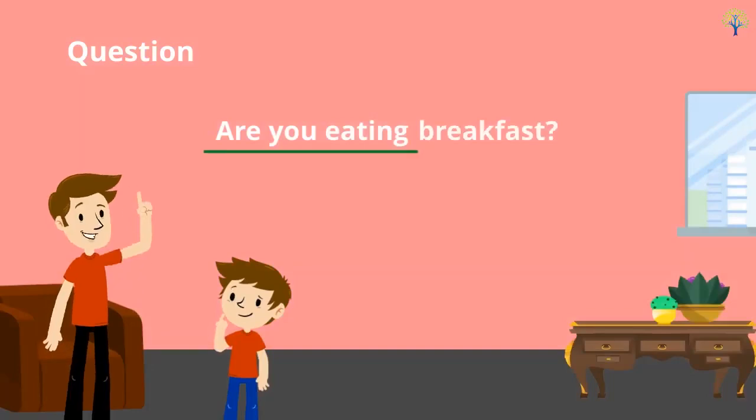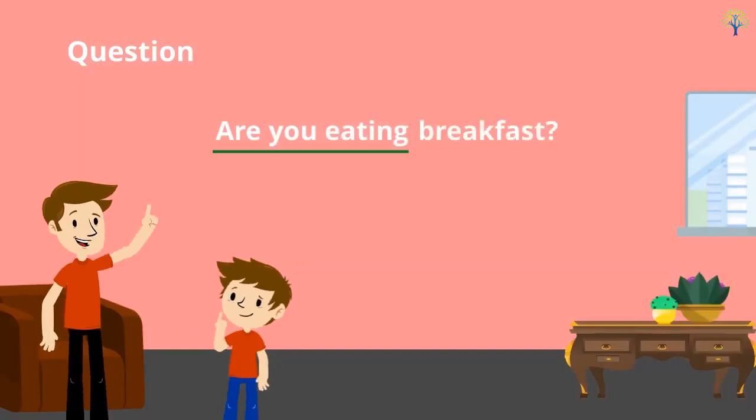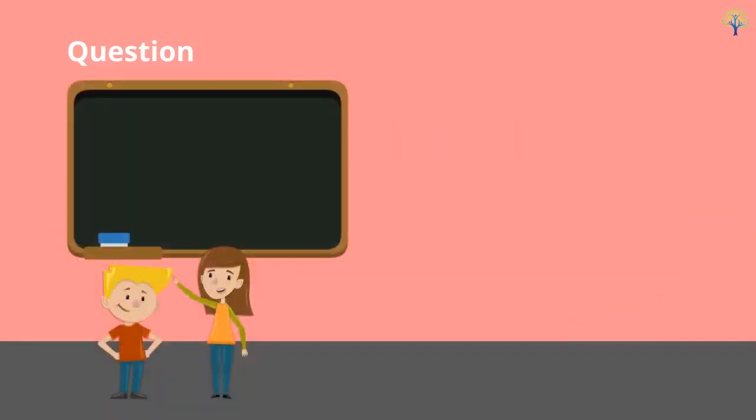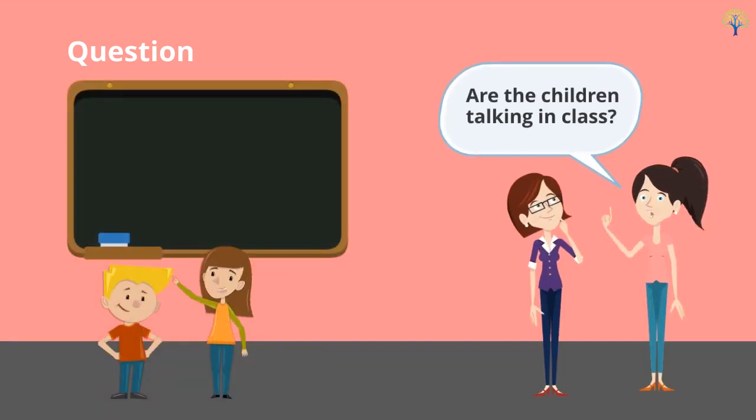You can form a question in the present continuous tense to ask for more information about an action or event happening. Begin the question with is or are. Add the pronoun followed by the verb ending with ing. For example, are you eating breakfast? Or are the children talking in class?